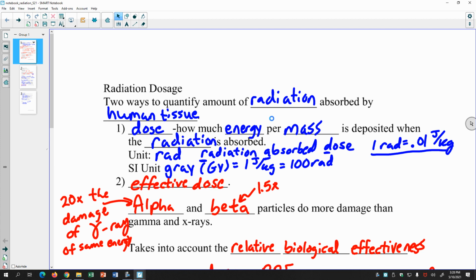Make sure you know the difference between dose and effective dose. The difference is the relative biological effectiveness, which is largely the difference between the effective dose and the dose. Also realize that some particles, even if they have the same energy per mass, can do more damage. Alpha particles, which are big and move more slowly, have more time to hang around in your body, so they do more damage.